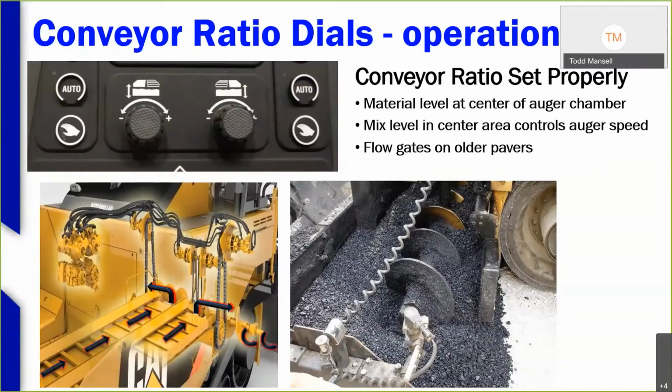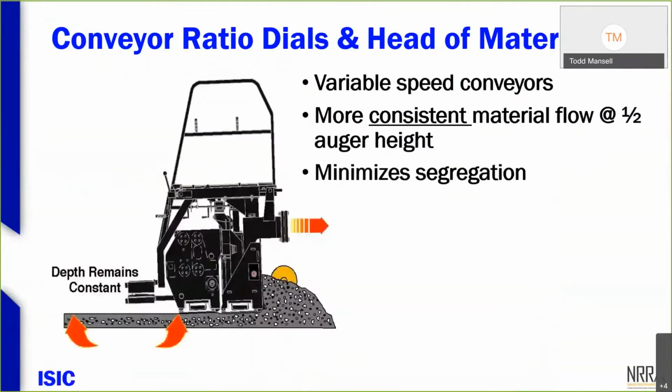So again, just keep in mind, and Nars will talk a little more on the free-floating screed and all that, but when that head of material varies or changes, that's when that screed wants to either take a dive or go up or drop down and change our mat thickness. So head of material ratio dials are a big deal. But again, this stuff will even show up on a thermal image if they're not set up right, and you'll see changes in that temperature. So half auger height is really our goal for minimizing segregation and having a constant head of material, constant thickness.